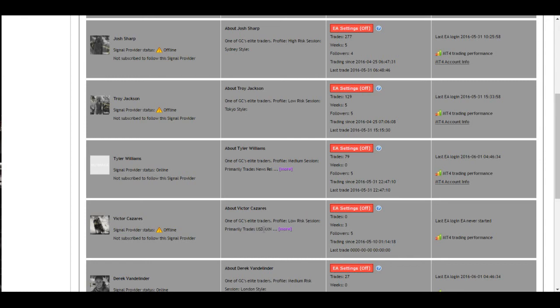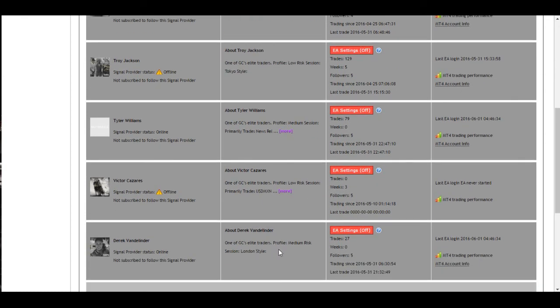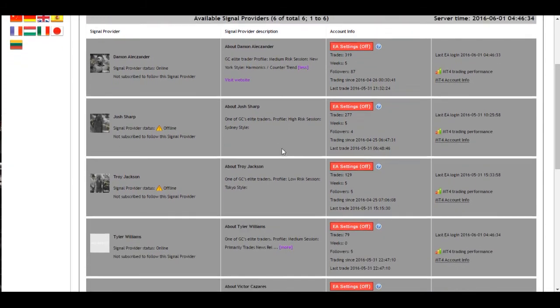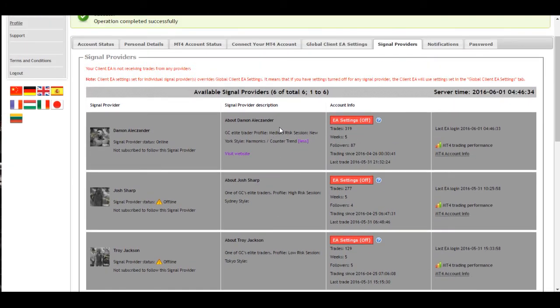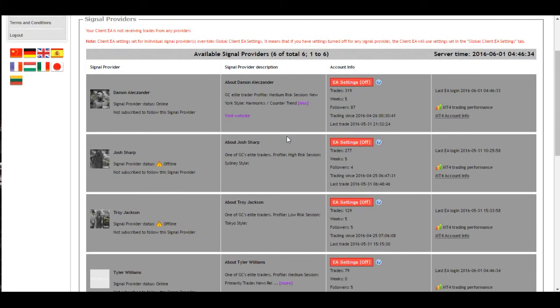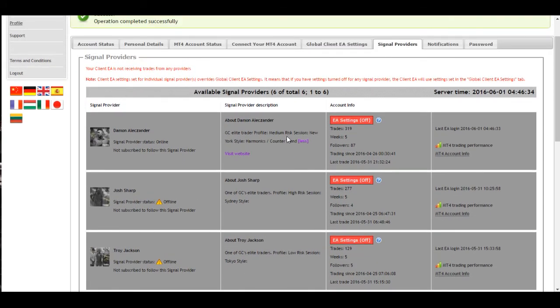This tells you what session. It tells you their style. Damon trades harmonics and he's a counter trend trader. So really take that into account. The number of trades they have, etc.